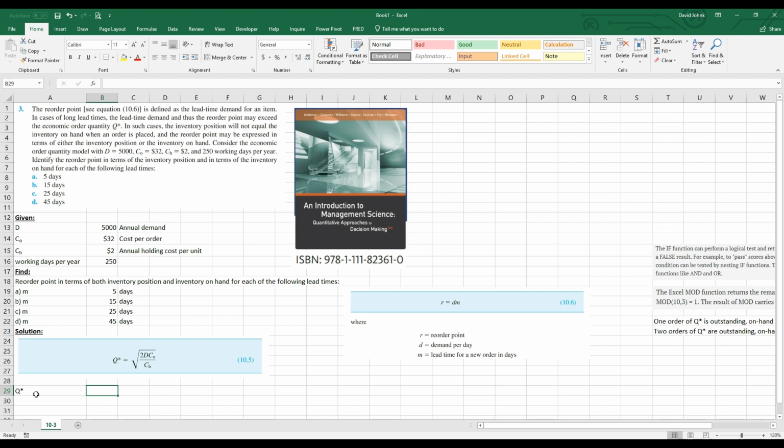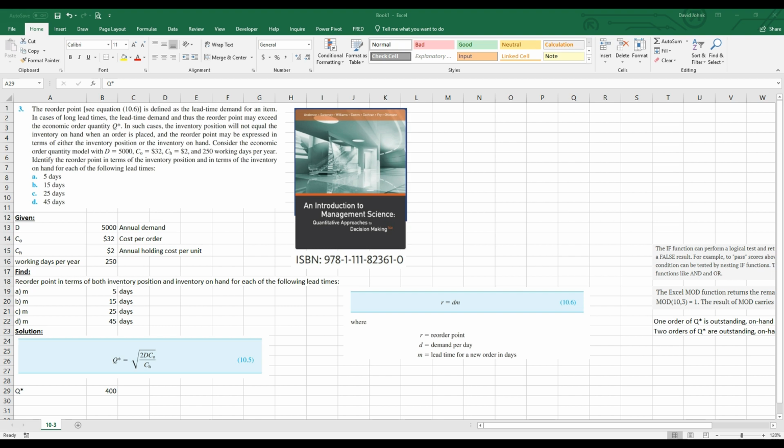That's beyond the scope of what I'm going to show you right here, but this is the formula after you use a little bit of calculus, and it's equal to the square root. I'm in the habit of always putting the numerator and denominator in parentheses if it's got more than one term. So in the parentheses, I'm going to say 2 times D times C sub O, close the parentheses in the numerator and divide it by C sub H, and then close the parentheses for the square root. So my optimal order quantity is 400 units.